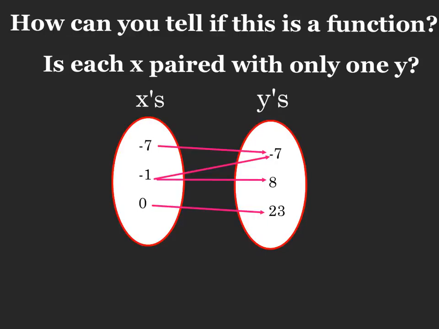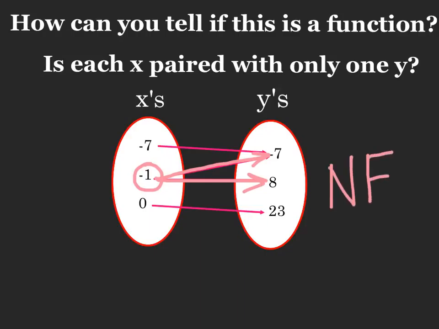Now if we look at this mapping, you'll notice there's a difference because the -1 on the x side is going to two different places. It's going to -7 and it's also going to 8. That means this is not a function.